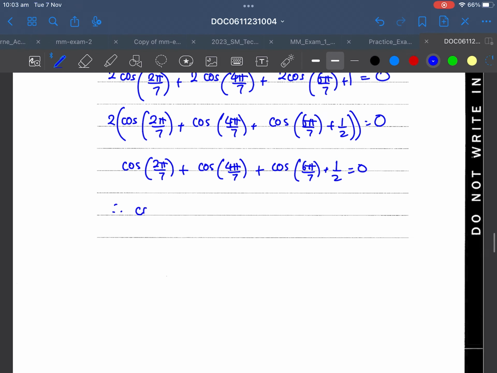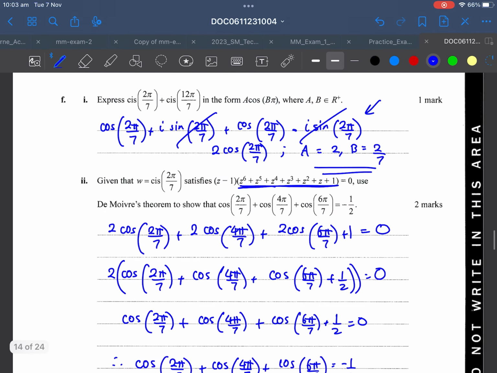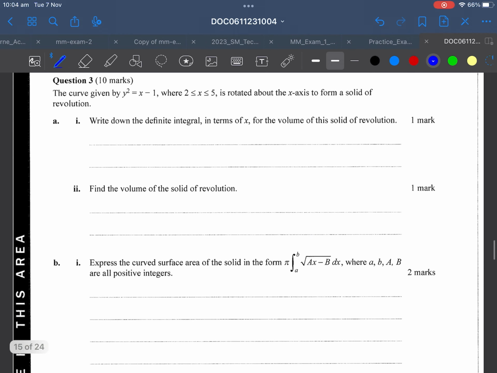So finally we have cosine of 2π/7 plus cosine of 4π/7 plus cosine of 6π/7 equals negative a half, which is what they want us to prove. Okay, so there we go. That's how we do it.